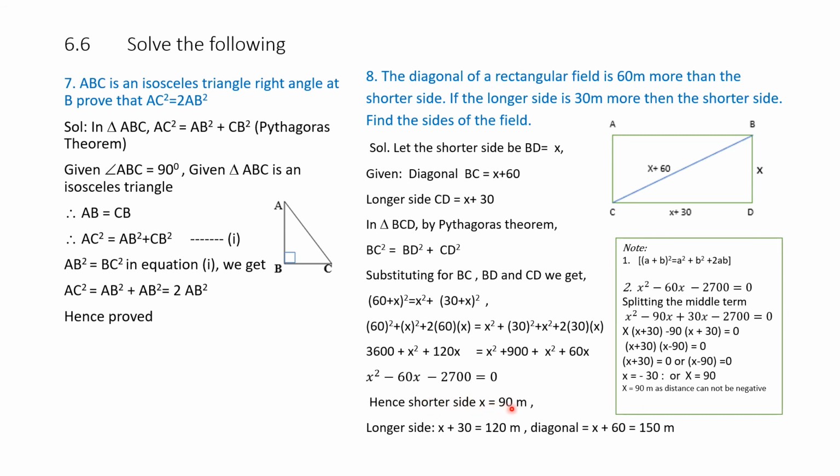So x is equal to 90 meter is the solution, and we know the longer side is 30 meters more than the shorter side. Therefore, the longer side will be x plus 30, equal to 120. Longer side CD is 120 meter, and the diagonal, though it is not asked, is equal to x plus 60, that is equal to 150 meters. This is the answer.